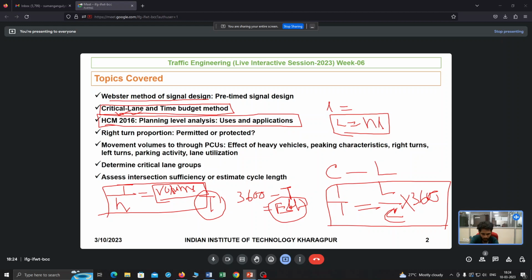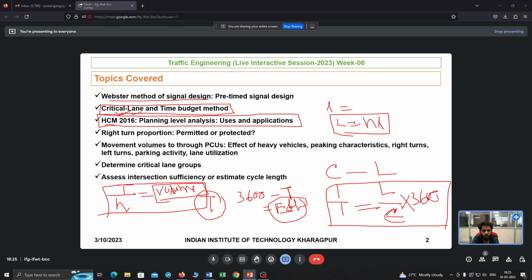So once we do that, the next step is we also have to convert turning movements to through movements, right? So how do you convert these turning movements to through movements? Basically there are many factors which are responsible for this.